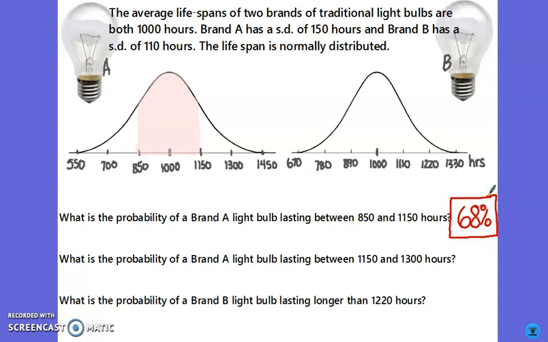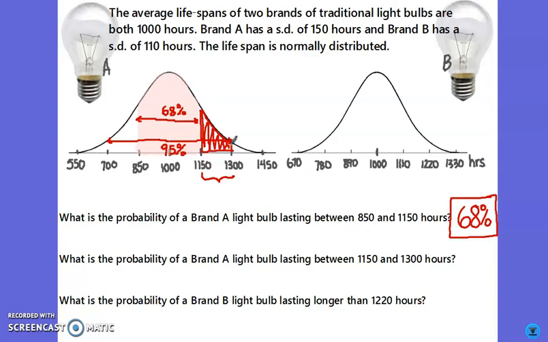For brand A, lasting between 1150 and 1300. Oh, we're going to have to think a little harder for this. All right, so what do we know? We know that if we go all the way out 2 standard deviations away, that's 95%, right? And we know that this was 68%. So how much is just in this chunk? You think we can figure that out?